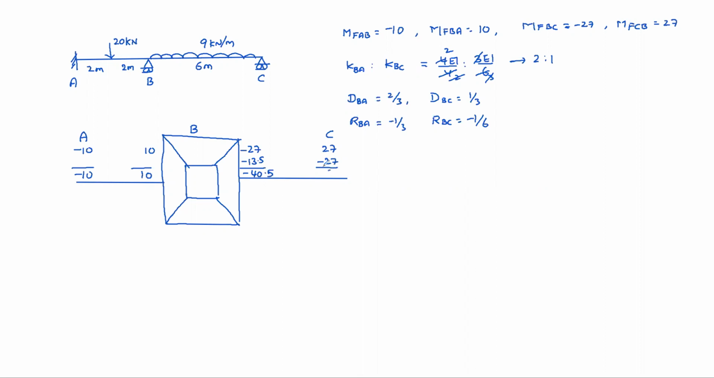0. Now sum of fixed moment: 10 minus this one, minus 30.5. 10 and minus 40.5 sum is minus 30.5. Then rotation contributions, rotation factors: minus 1 by 3. Here minus 1 by 6. Okay.